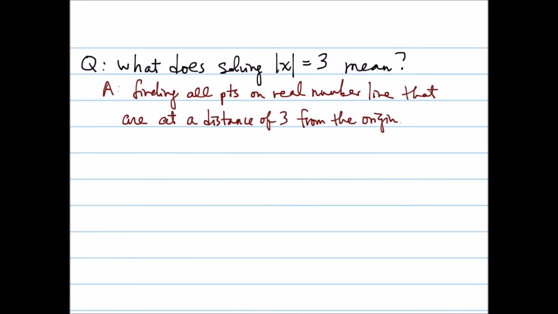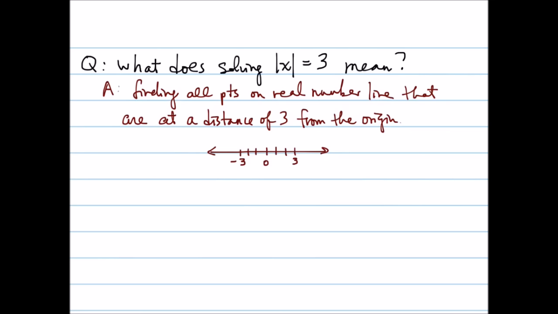Well, what are they? If this is the origin, and you're counting 3 steps away from it, you can either go to the right or you can go to the left. If you go to the right 3 steps, 1, 2, 3, you would land at the point 3. If you go to the left 3 steps, then you will land at the point -3. So essentially there are 2 points that are 3 distance away from the origin, namely the number 3 or -3.